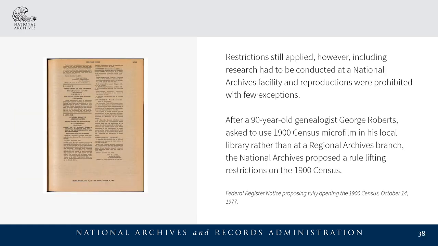Even though the National Archives was not that strict on researcher access, the research still had to be conducted at a National Archives facility, and reproductions were prohibited with very few exceptions. Now, the tipping point came in 1977 when a 90-year-old genealogist named George Roberts asked to be allowed to use the 1900 census microfilm at his local library rather than at a more distant regional archives branch. The archivist decided that restrictions were no longer necessary and moved on behalf of the National Archives to open the 1900 census records fully and made a public proposal to that effect in the Federal Register.